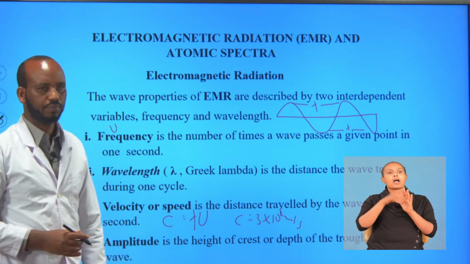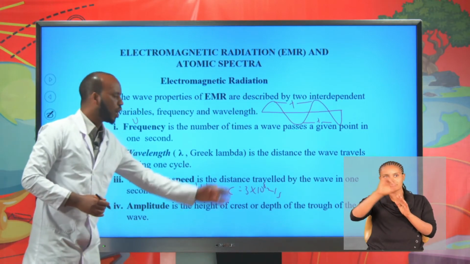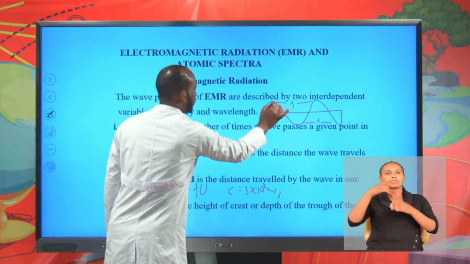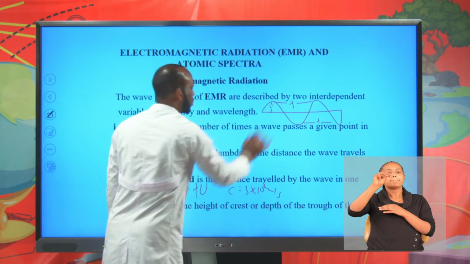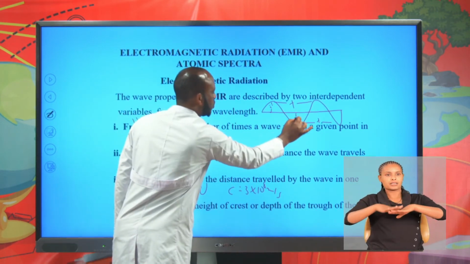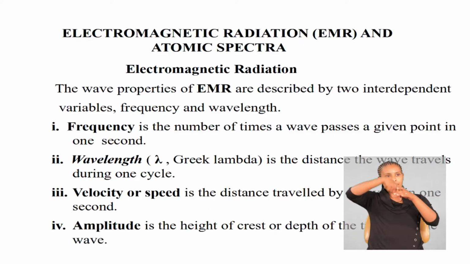Amplitude is the height of the crest. Height of the crest, this is amplitude. Height of the crest, or depth of the trough. Amplitude, depth of the trough.